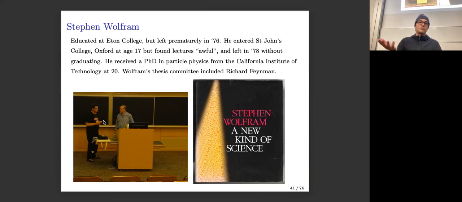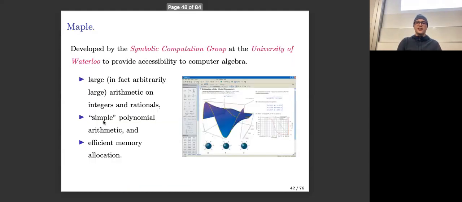But Wolfram's a really cool guy. He quit college because he thought it was boring and awful. But then he was awarded a PhD from Caltech because he was so smart. And the thing that impressed me the most is that Richard Feynman sat on his thesis committee, and Feynman is like my hero. So I thought that was pretty neat.